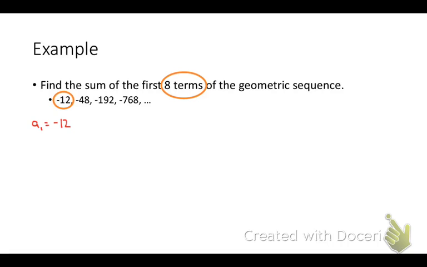And then the other thing that I need is I need to know what my common ratio is. So what am I doing to go from one to the next? Multiplying by 4, right? So my common ratio is 4. Then it just becomes plugging it into my formula.